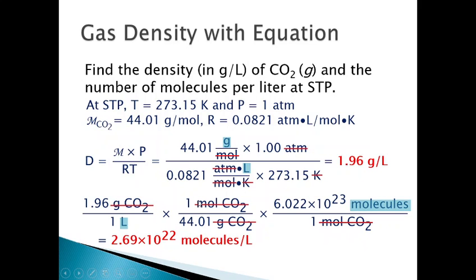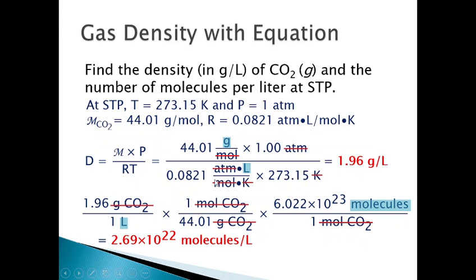So, if you remember, density equals the molar mass times pressure over RT, you just need to make sure that, as I've mentioned several times by now, pressure needs to be in atmospheres, temperature needs to be in Kelvin, R is always going to be in the same units all the time anyways.